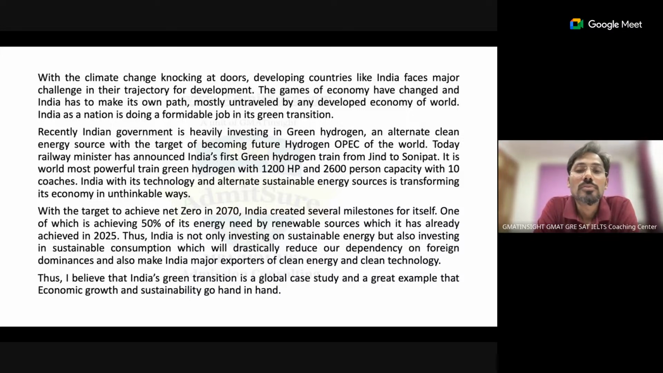Okay, with the target of zero emission, this sustainable energy, but also investing in heavy consumption, which will drastically reduce our dependency on foreign dominance and also make India a major supporter of clean energy and clean technology. Thus, I believe that India's green transition is a global case study and a great example that economic growth and sustainability go hand in hand. Is there anything wrong with this? Anyone?